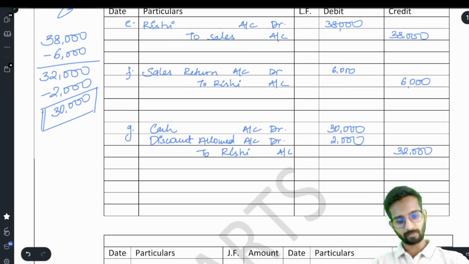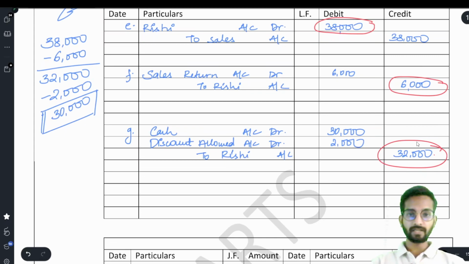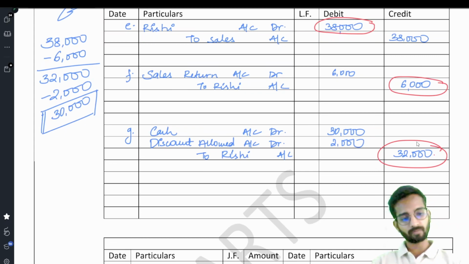What we have to remember is, see, Rishi account was debited by 38, then credited by 6 and 32. It should be tallying each and every time. It will tally. There is no chance of it not tallying. If it is not tallying, it means you have made some mathematical error. Now, we will write the narration.